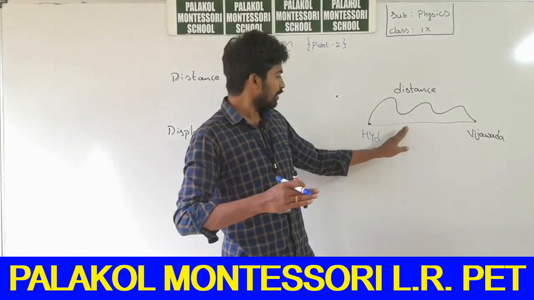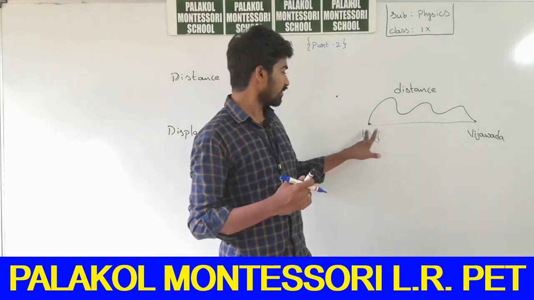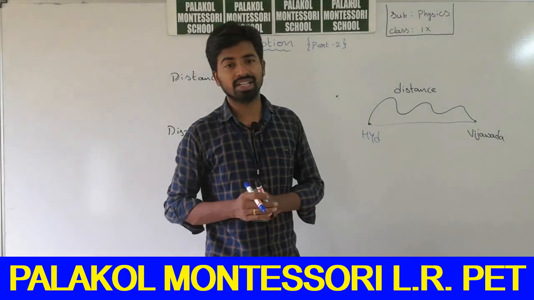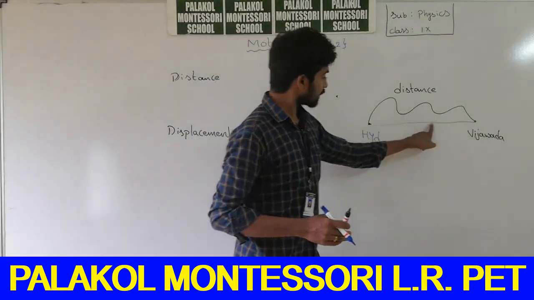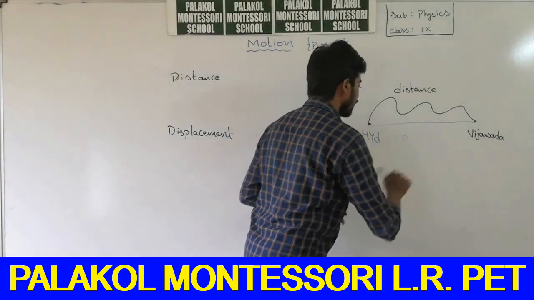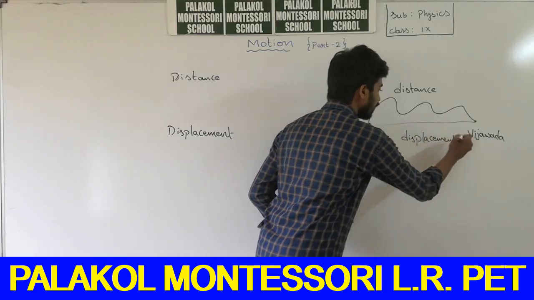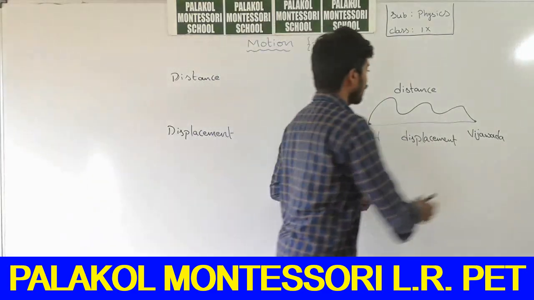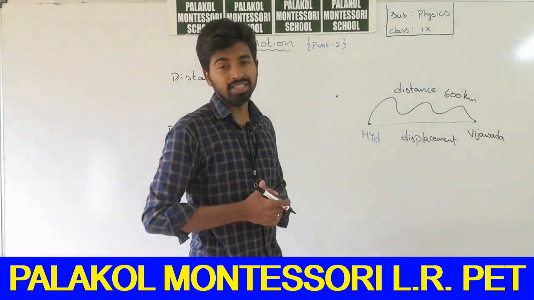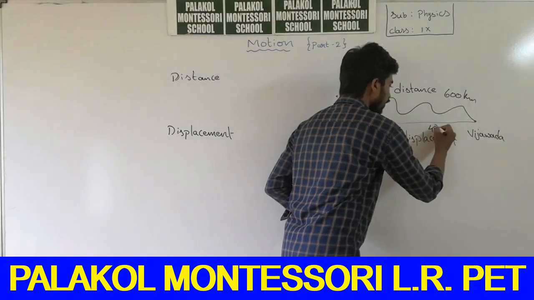Can you find any shortest way other than this? No. The shortest distance between the 2 points will be the line joining the 2 points, and hence this is the displacement. Let us say, for example, the length of the road is 600 kilometers, and the displacement is 480 kilometers.